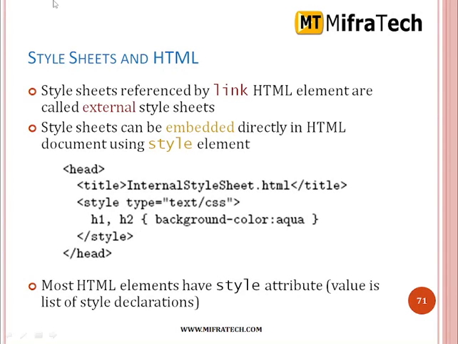Style sheets and HTML: a style sheet referenced by a link element is called an external style sheet. Style sheets can be embedded directly in the HTML document using the style element. Head, title, internal style sheet, close title. Type text/css. h1, h2, aqua background color, close style and close head. Most HTML elements have a style attribute, whose value is a list of style declarations.